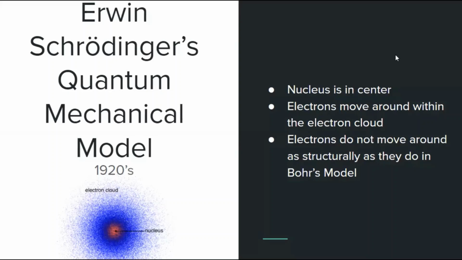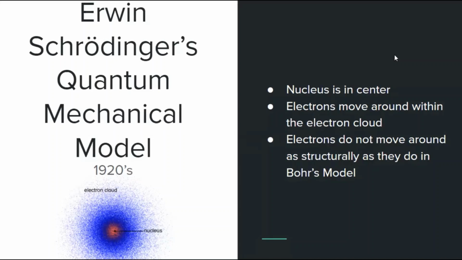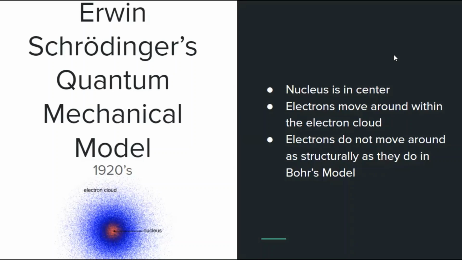Electrons do not move around as structurally as they do in Bohr's model, and this is because with the electron cloud, electrons can move more freely, and in Bohr's model, with the orbitals, the electrons were staying on the specific orbital and didn't move as freely on their own.